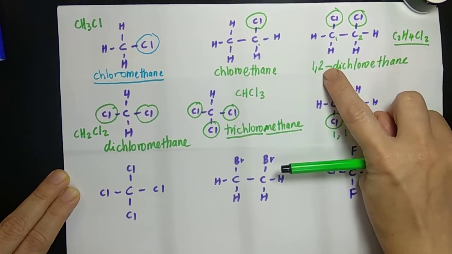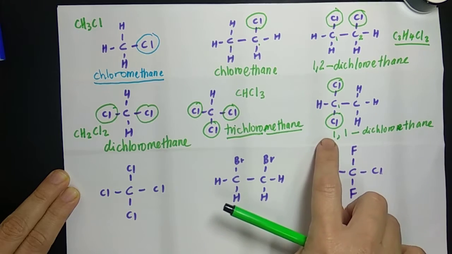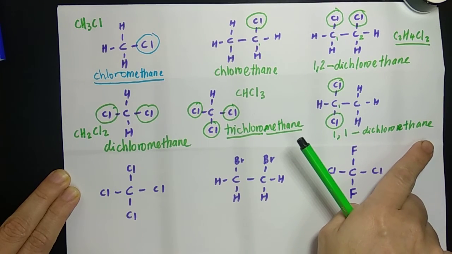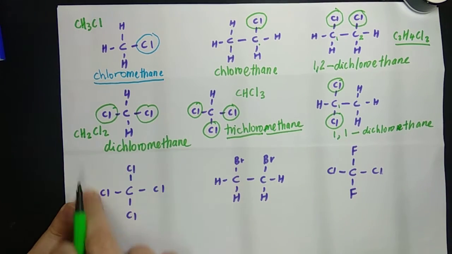Get it? Chloromethane, dichloromethane, trichloromethane. Chloroethane, 1,2-dichloroethane, 1,1-dichloroethane. Okay? What would this be?